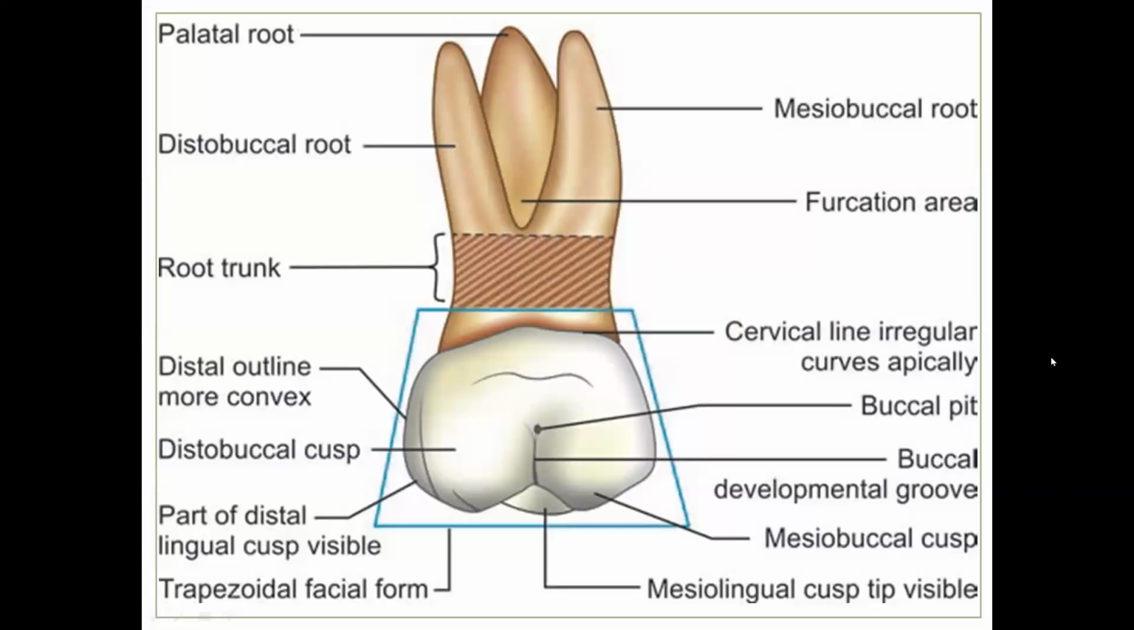So as we have already seen, this is the buccal aspect of your maxillary first molar, having the 2 buccal cusps, and you can see the 3 roots here. Between the 2 buccal cusps we have the buccal developmental groove, which ends in a buccal pit. You can also see the mesiolingual cusp from the buccal side, and some of your distal portions also, because you have a slight tilt for your molars.